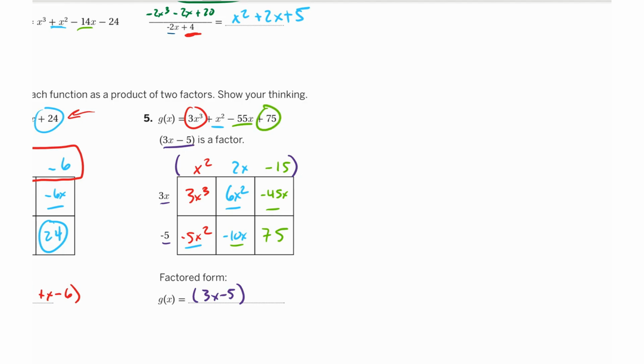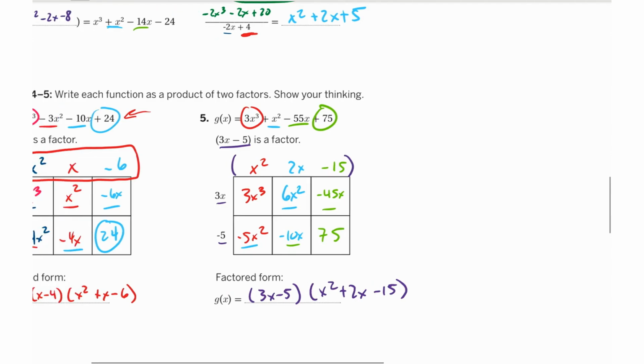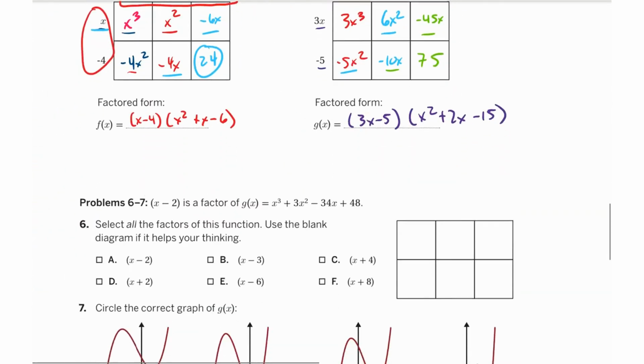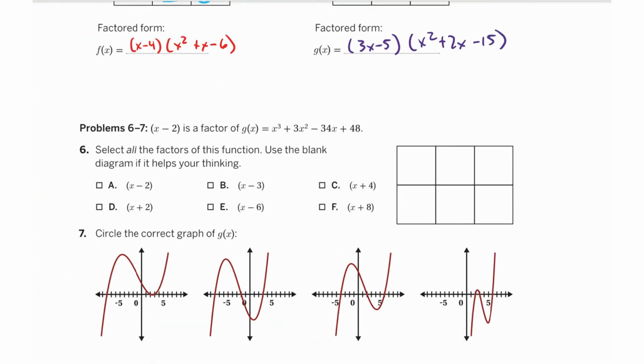That looks good. So my final factored form, I'll go back to purple here, is x squared plus 2x minus 15. So this is another way to factor if we know one of these factors works. All right. Number 6 and 7, we have x minus 2 is a factor of g of x. Select all the factors of this function. Use the blank diagram if it helps your thinking.